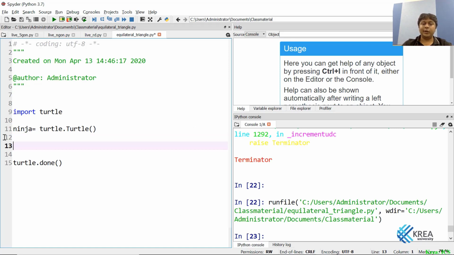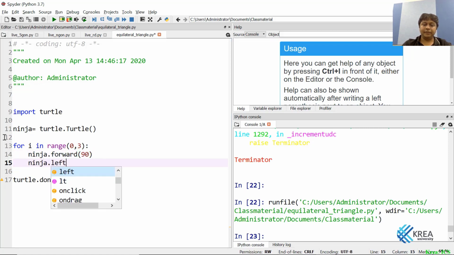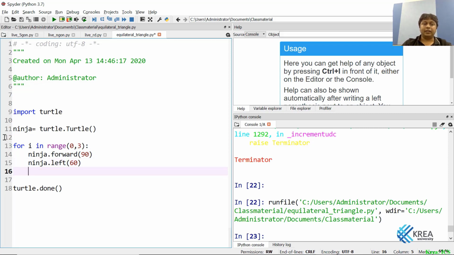What we're going to be doing is using 2 for loops. So the first for loop is for i in range(0, 3). So we have 3 sides, so it has to run through 0, 1 and 2. So first we ask it to draw the triangle. So ninja.forward, let's put it at 90, and ninja.left(60). And this is essentially what we need to draw our equilateral triangle.